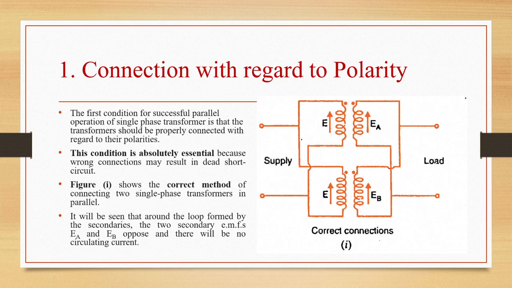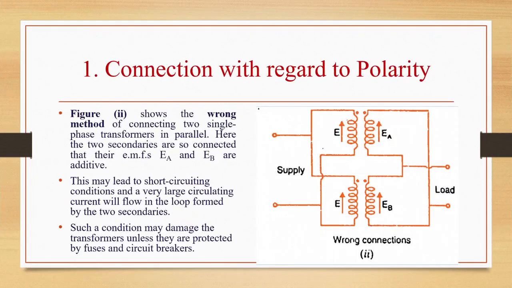The figure on the right hand side is showing the correct method of connecting two single phase transformers in parallel. We can see here that around the loop formed by the secondaries, two secondary EMFs EA and EB oppose and there will be no circulating current. So EA and EB are opposing and there will be no circulating current.